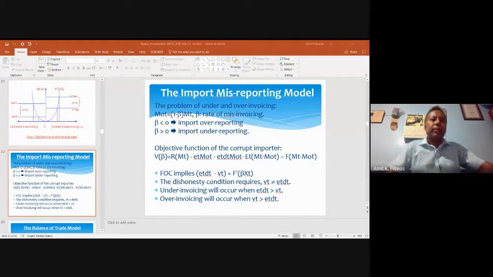But before that, let me also talk about this cost function again, like the export function, which is FMT minus MOT, which is how much you are underreporting or overreporting or misreporting, to be general. And now see when you will do what.